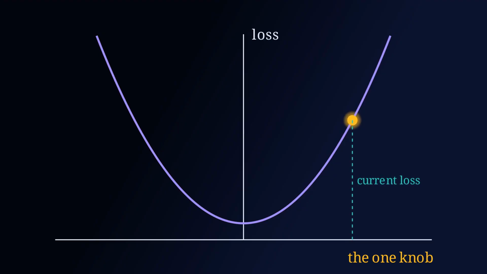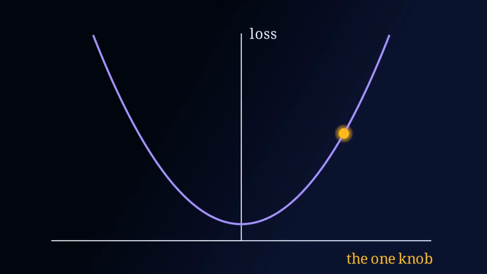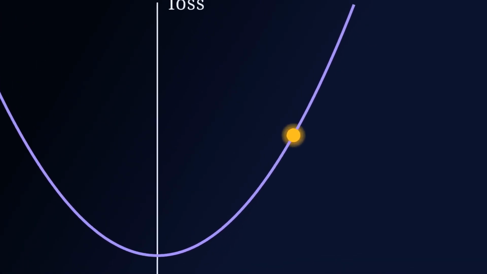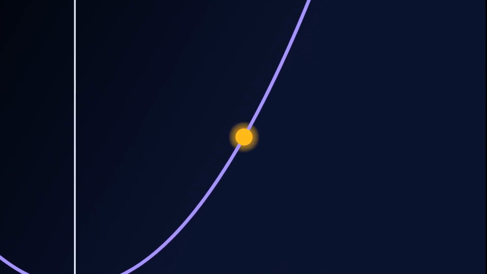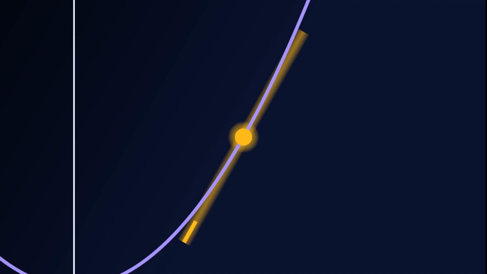We start the knob at some random value, so our dot lands somewhere up on the side of the bowl. We do not yet know where the bottom is. All we can do is look at the ground right where we are standing. Here is the crucial move. Even without seeing the whole curve, you can measure how steep it is at your exact spot. Lay a tiny straight ruler against the curve where you stand, and it tells you which way tilts down and how sharply. That tilt is the slope, and in calculus it has a name, the derivative.